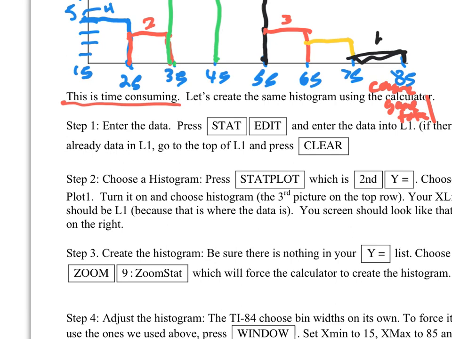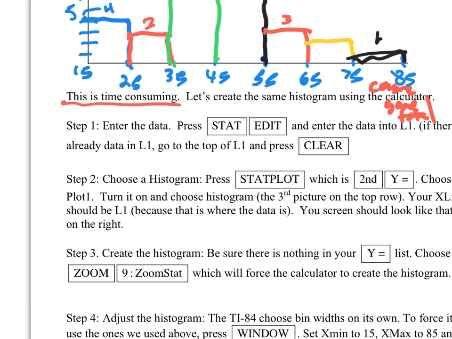Now, what if I want to put it the way I had it? I can go to the word window, I think that's the second button. I want the min to be 15 because I just did it by hand at 15. I want the max to be 85, even though I'm not using it. And I want to scale, how long was every bin? 15 to 25 was how many? 10. I want it to be a 10, not a 10.5.